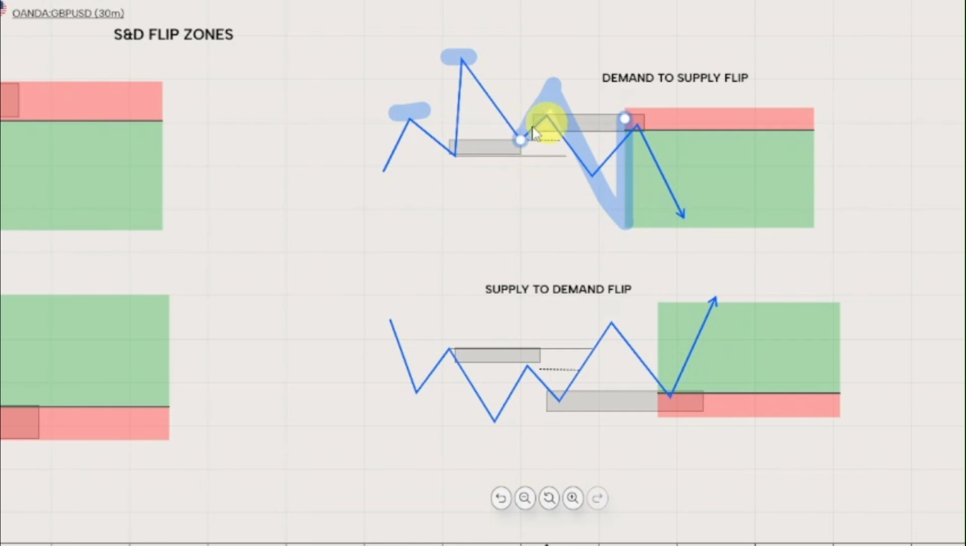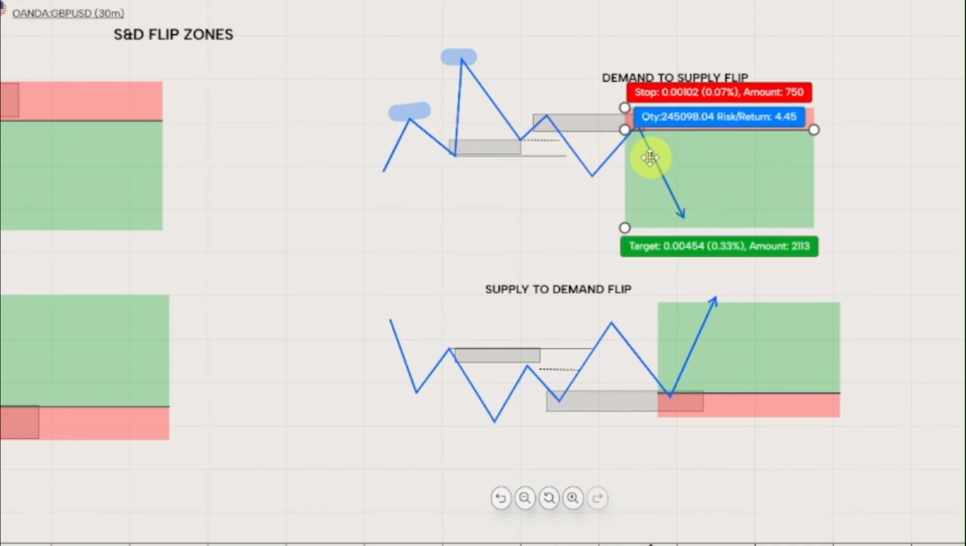Okay, so that is where you draw your supply zone. Then when price comes there, you take yourself from there. So that is what we call a demand to supply flip zone. Okay, so we're expecting the zone to act as a demand zone, but when price comes there, there's a little reaction, price didn't break the high here, push to the downside, change character, come back to the high that led to the change of character and drop to the downside.